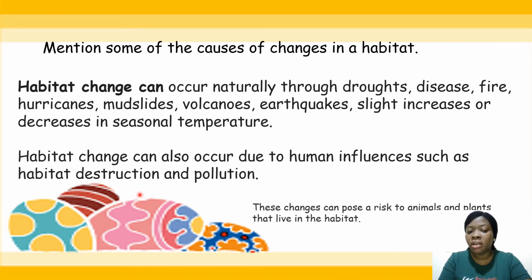When people cut down lots of trees, they are depriving some animals, the birds, some insects, squirrels, of their homes. Pollution is when things are dumped in the water, in the environment, causing harm to the environment, making it uninhabitable for the habitat of that place. Now, these changes can pose a great risk to animals and plants that live in the habitat.